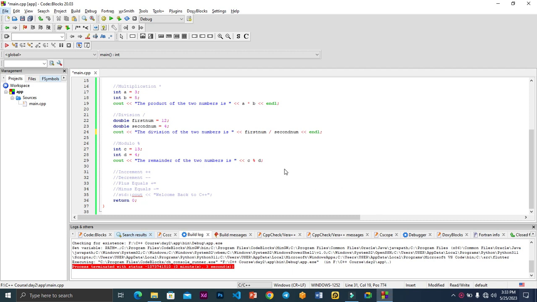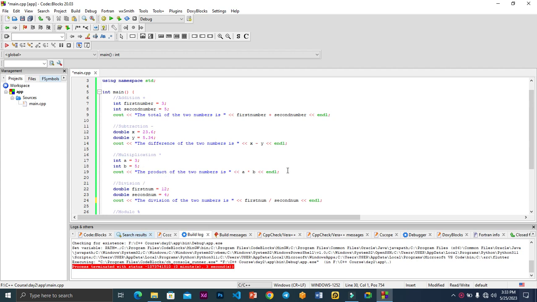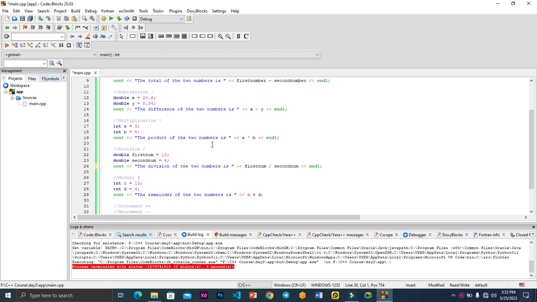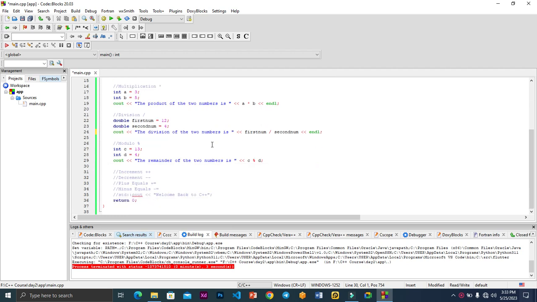Okay, and welcome once again to our C++ introductory course. Now, in our previous video, we did something on mathematical operations. Now, there is more to it than what we did: the addition, the subtraction, multiplication, and the division, and then lastly the modulo.